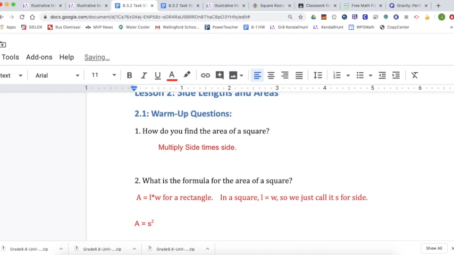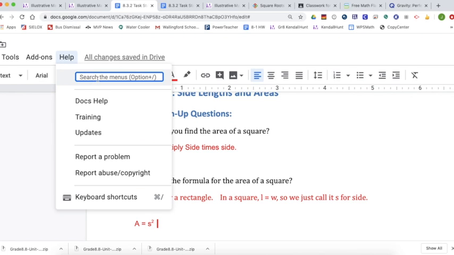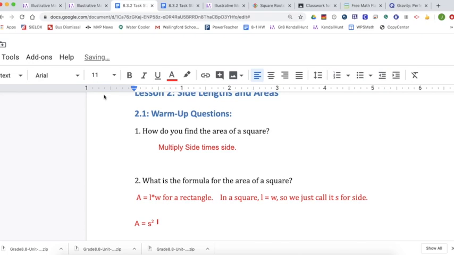I can get the exponent by doing command dot on a Mac. I just searched the help for superscript, there it is. If it's a shortcut for your computer, it'll probably tell you what it is, or you can just click it and it'll get you superscript. You could also just write area equals S, and then a little arrow pointing upward. That could also be used to mean exponent, or area equals S squared.